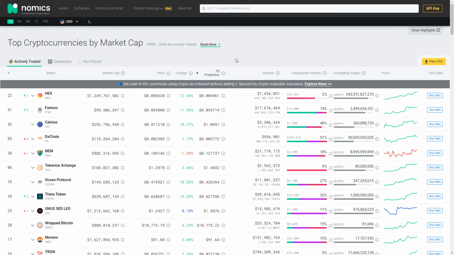Moving on to some of the other services that are provided by Nomics. As you can see, all of this data here on their landing page or their homepage is completely free to access. You don't have to sign up. You don't have to register an account. You don't have to pay. All of it is free, but they do, of course, have paid services.